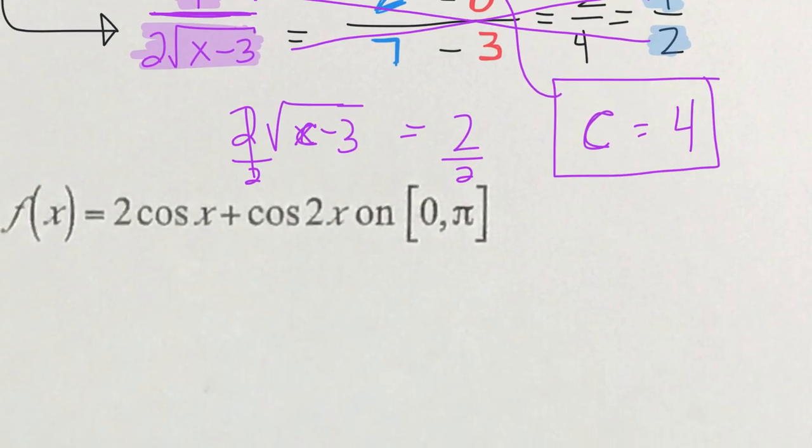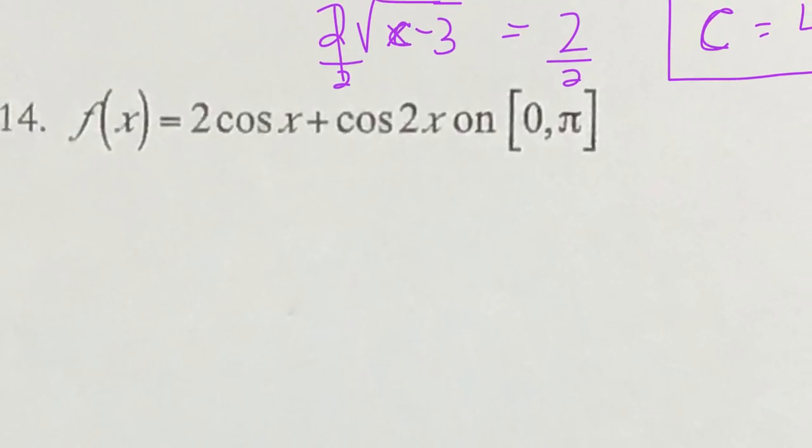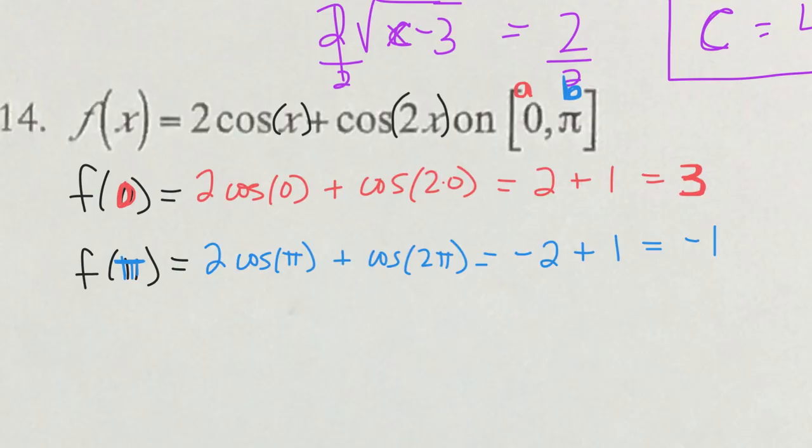Okay, let's look at a trig problem. 2 cosine x plus cosine 2x, right? And I'd like to see this in parentheses so that we don't get confused, but that's okay. It's however it's printed. Okay, so on 0 to pi, we're looking for a point that has a congruent tangent to f of 0 and f of pi. So let's do some unit circle simplification first. So there are our two y values.